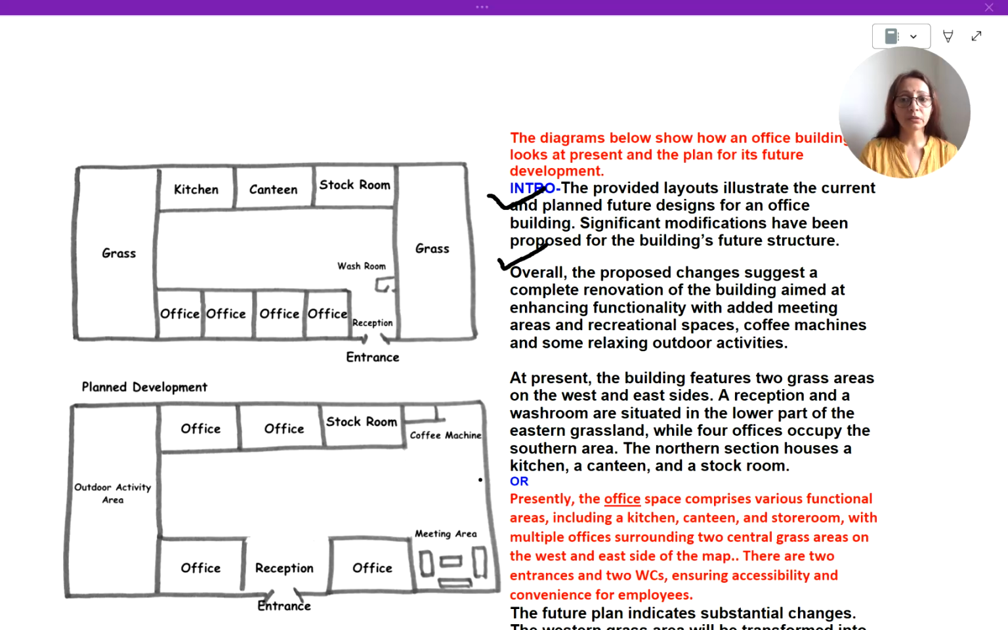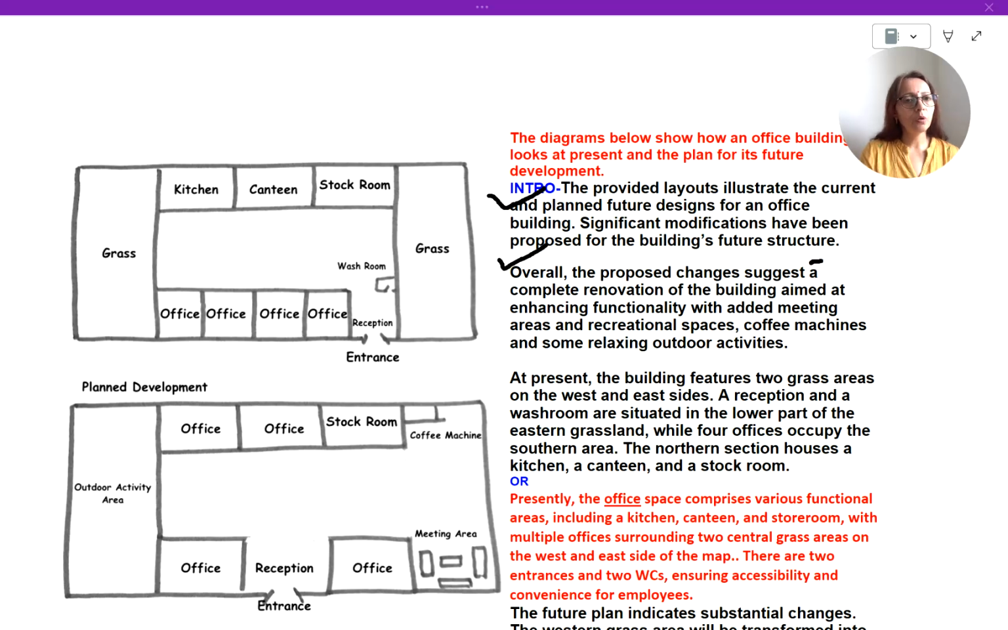recreational spaces, so these are meeting area, coffee machine and all. So outdoor activity, yes, this is recreational activity, that's why I was trying to find. Okay, coffee machines and some relaxing outdoor activities. So where are the recreational spaces? Outdoor activities they have given separately, I think meeting area maybe.